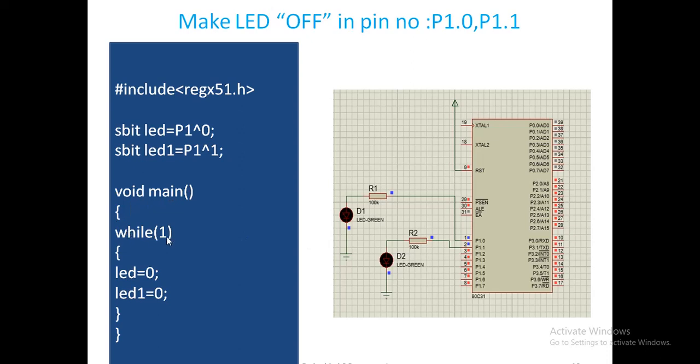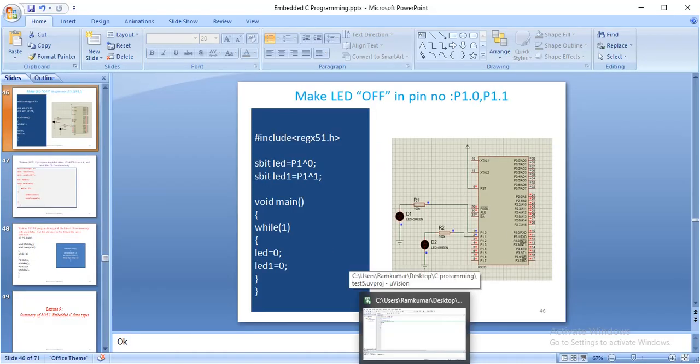So void main, while(1), that is an infinite loop. Whatever statements you write inside the while loop are going to be executed infinite times. So inside while(1), I make LED equal to 0. LED equal to 0 means I make P1^0 zero. This is the first pin. Whatever LED I connected, I make it off. LED1 equal to 0: P1^1 is assigned to LED1, so whatever LED I connected to P1^1, I make it 0. That is the program. Now I go into the Keil program.